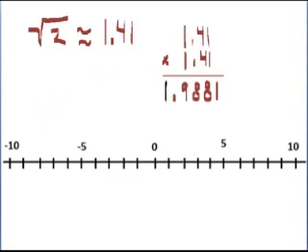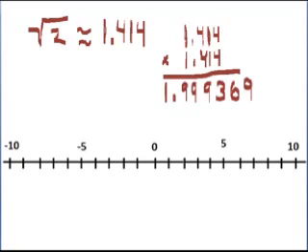And so let's look at this. If I multiply 1.41 times 1.41, I come up with 1.9881. That's not 2. Okay, let's add another decimal. So now I have 1.414. 1.414 times 1.414 is 1.999369. You could do this yourself, or you could just trust me.